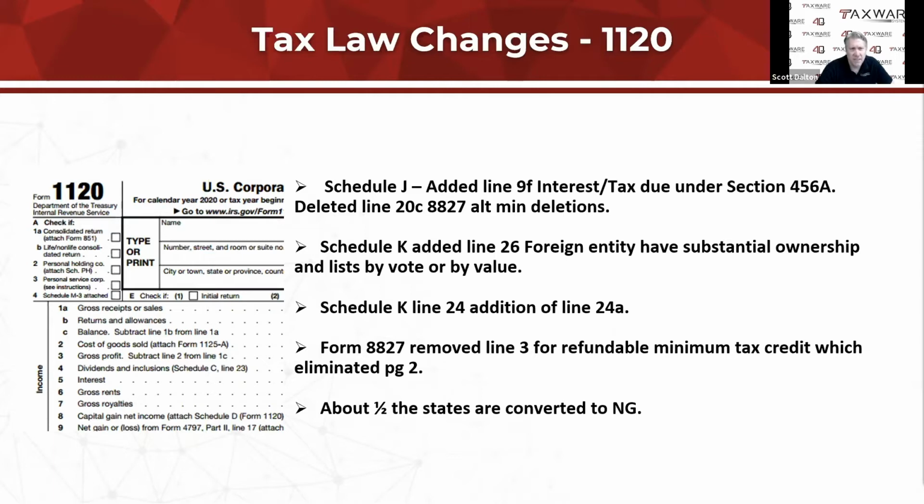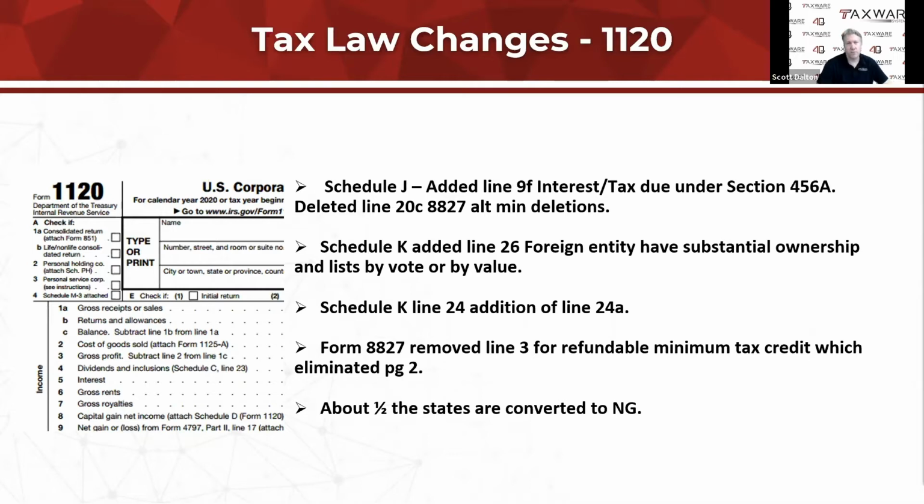On the 1120, the Schedule J added a line 9F for interest and tax due under section 456A. Schedule K added a line 26 for the entity having a substantial ownership, and lists that either by value or by vote. The Schedule K also added line 24A. And then on Form 8827, they've removed most of the minimum alt-min tax line items and removed page 2 entirely.